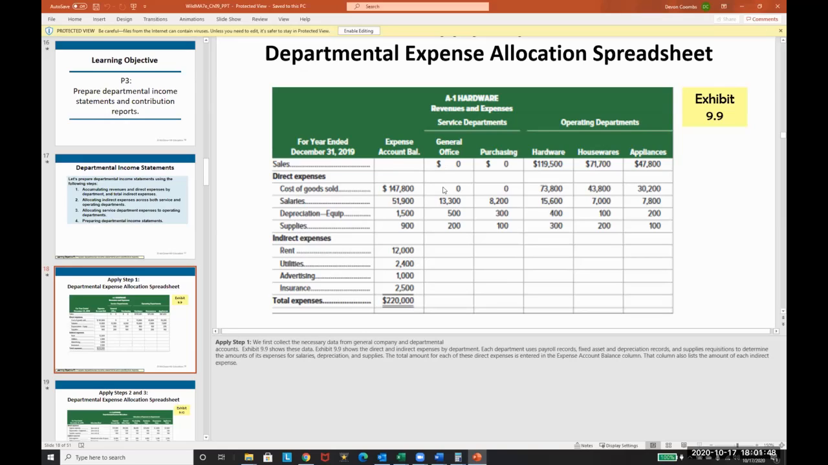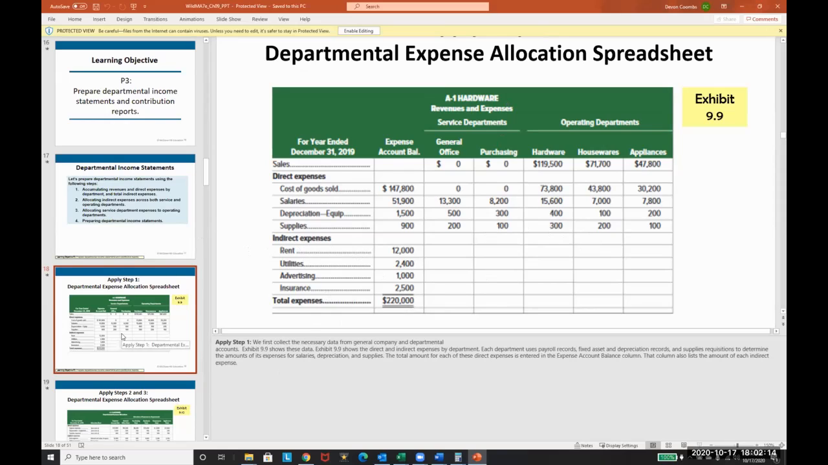That makes sense. There's not going to be any cost of goods sold because they're not selling anything. Same thing with the purchasing department, which is responsible for getting the best deal they can for the rest of the operating departments. Hardware, housewares, and appliances. We have our sales, our cost of goods sold, our salaries, and all of this. All of these are direct expenses. We know exactly what we're applying because they're exactly related. But then we need to go figure out these indirect expenses.